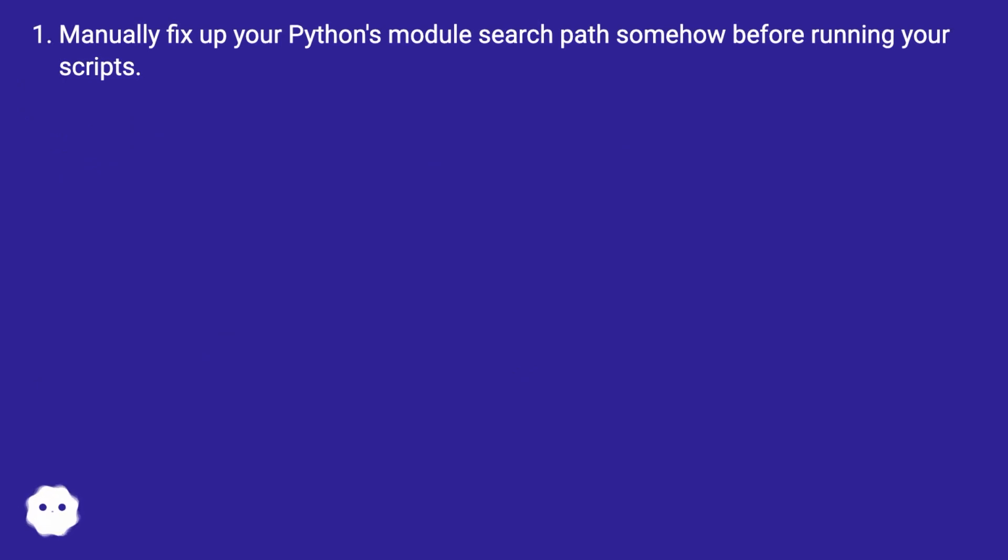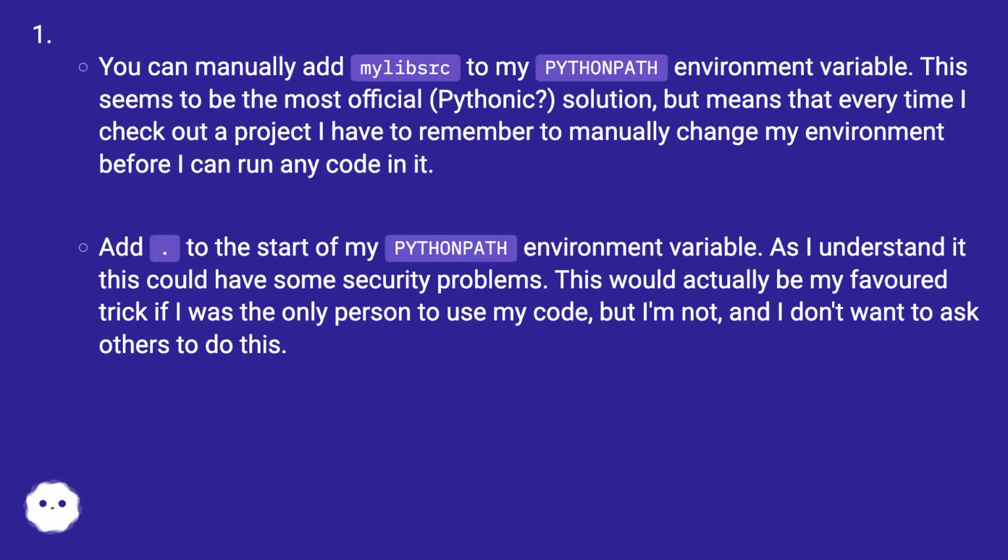Manually fix up your Python's module search path somehow before running your scripts. You can manually add mylib to my PYTHONPATH environment variable. This seems to be the most official, Pythonic solution, but means that every time I check out a project I have to remember to manually change my environment before I can run any code in it. Add to the start of my PYTHONPATH environment variable. As I understand it, this could have some security problems. This would actually be my favorite trick if I was the only person to use my code, but I'm not, and I don't want to ask others to do this.